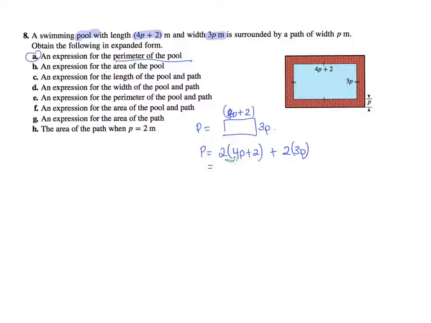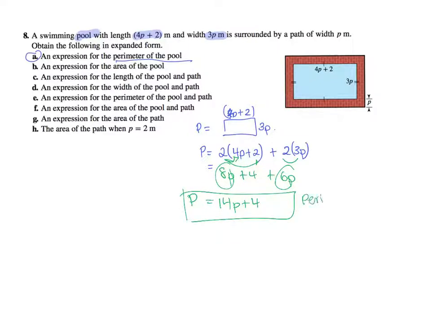So we go 2 times that, so that's 8p, and 2 times 4, that's plus 4, plus 2 times 3p, so plus 6p. Now we can group like terms, so we get 14p plus 4, so that is a formula for the perimeter of the pool. So up here, we can write P equals 14p plus 4.